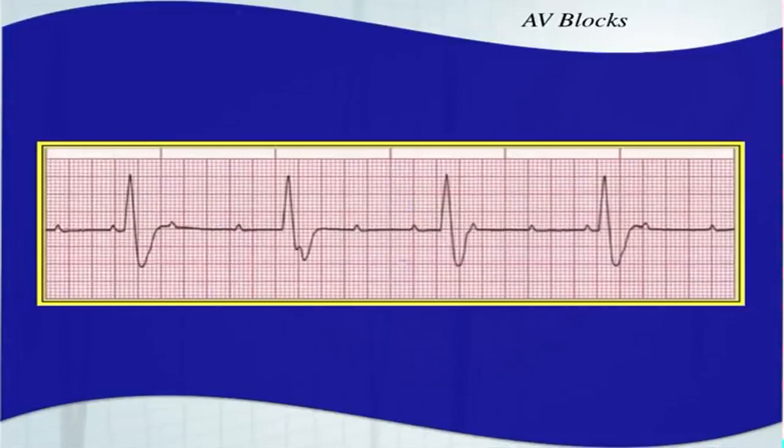Alright, let's ask those questions again. Is our PR interval a constant length? You can see clearly that this is way longer than this. We're not even going to go any further than that. And then we're going to say, do we have a P wave for every QRS?